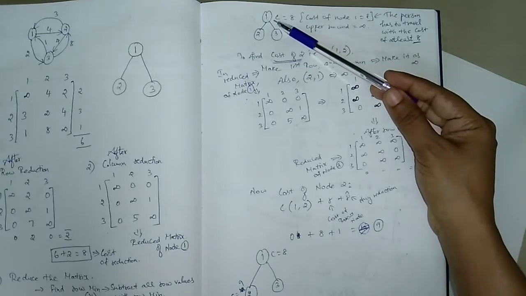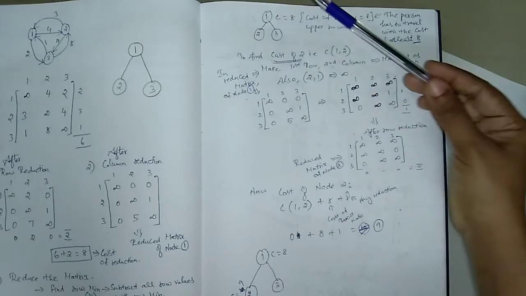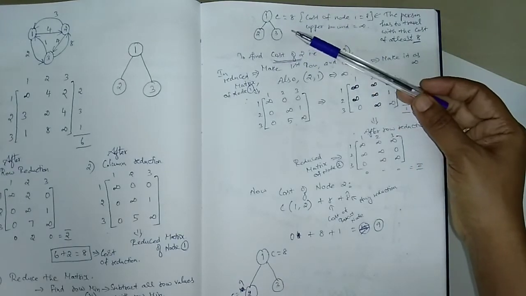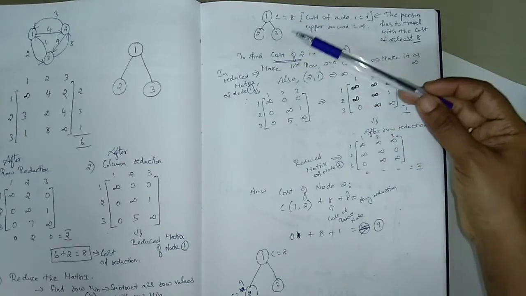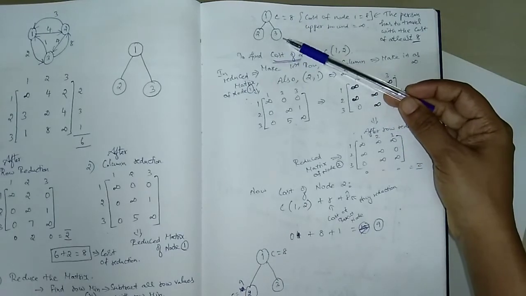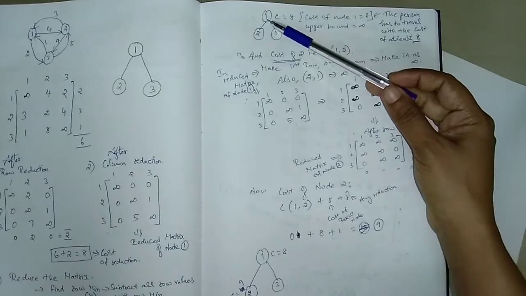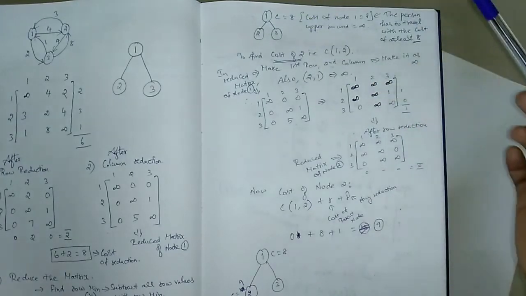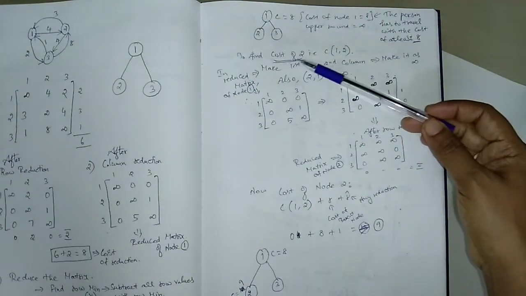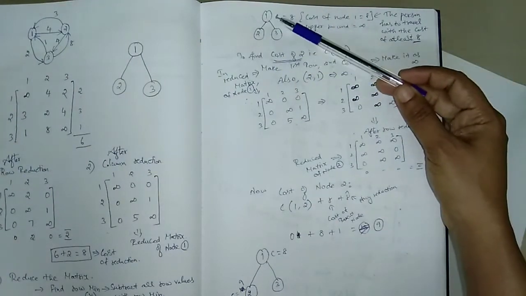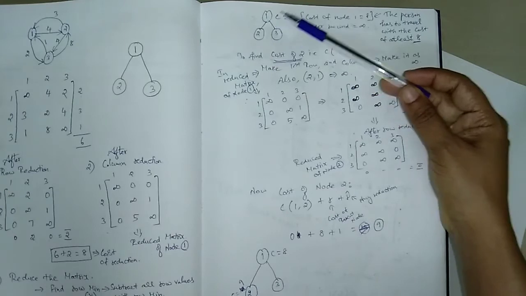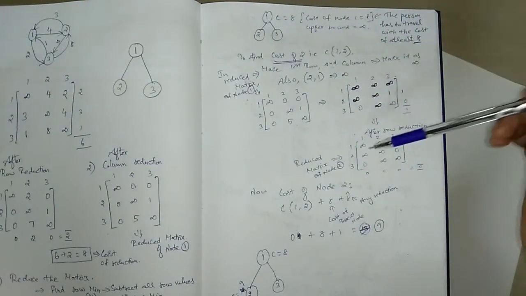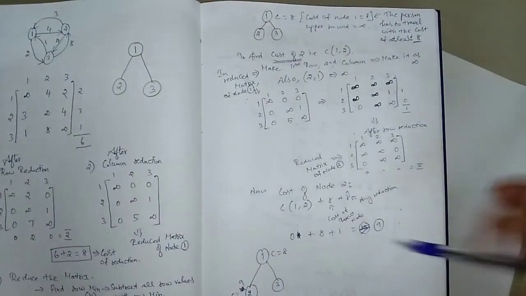So as of now we found the cost of node 1, and the next step is I have to find the cost of 2 and then I have to find the cost of 3. It means the cost to reach 2 from 1 and the cost to reach 3 from 1. So when I consider initially to find the cost of 2, its parent node is 1. So I have to consider the reduced matrix of node 1 as a given input.